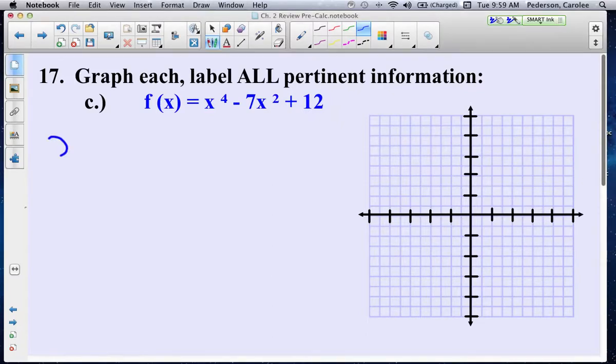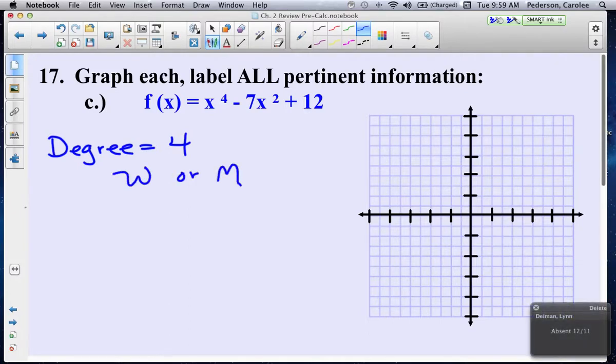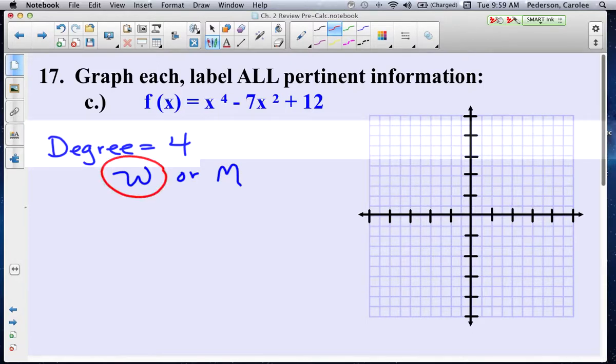So in this case, my degree is 4. So what will be the shape? W or M. Now, since it is a leading coefficient of a positive number, that tells me also my end behavior. So what will be the end behavior then? Think of it as a quadratic. So rise on both sides. So now I know my end behavior is a W.